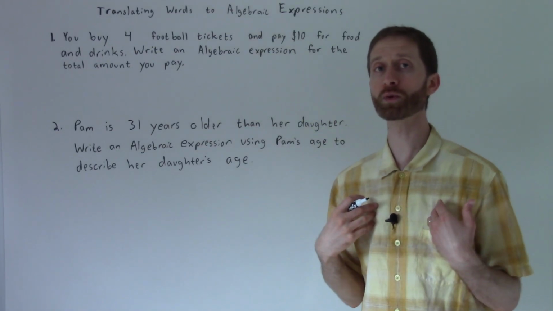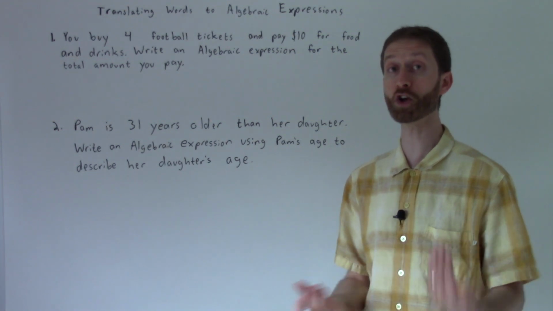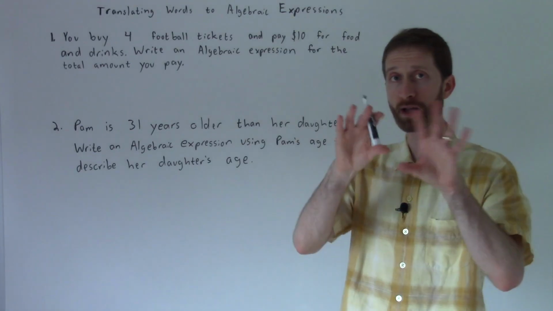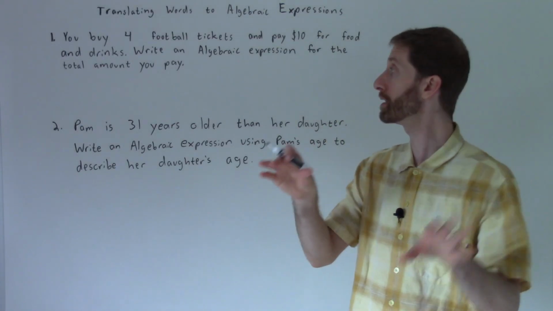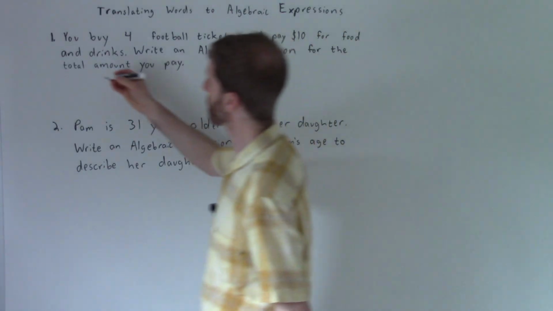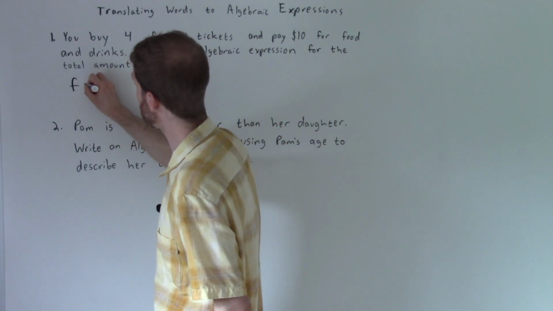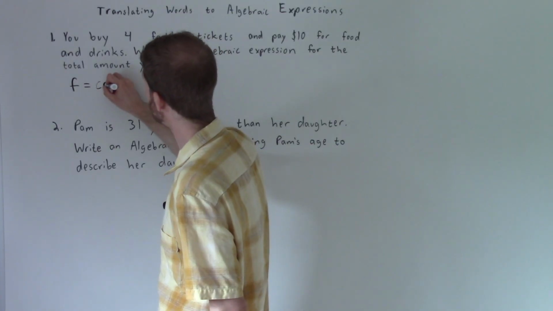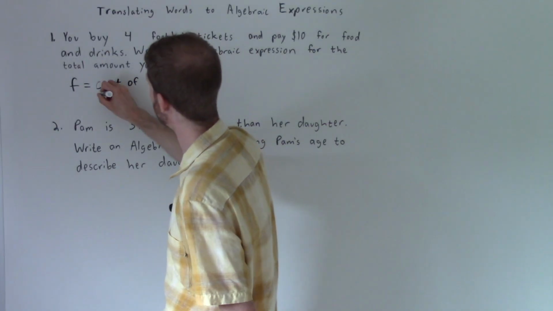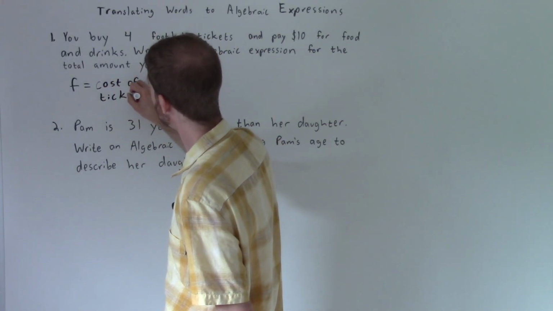The first thing I always do is figure out what is my unknown amount in this, and I do what's called define a variable, meaning I write down so that everyone knows what my variable means. What we don't know is the cost per football ticket. So I'm going to write that as F. F equals the cost of one ticket. That's what we don't know.